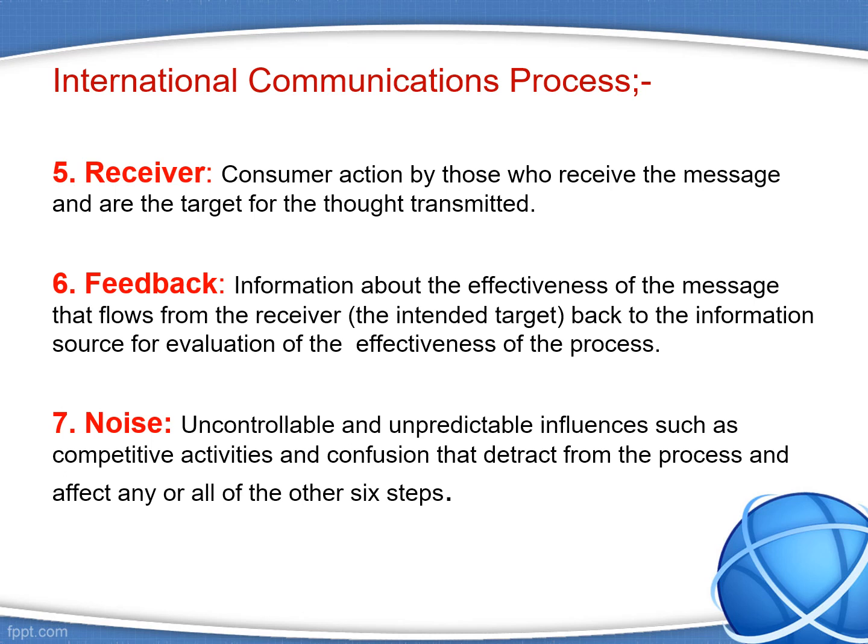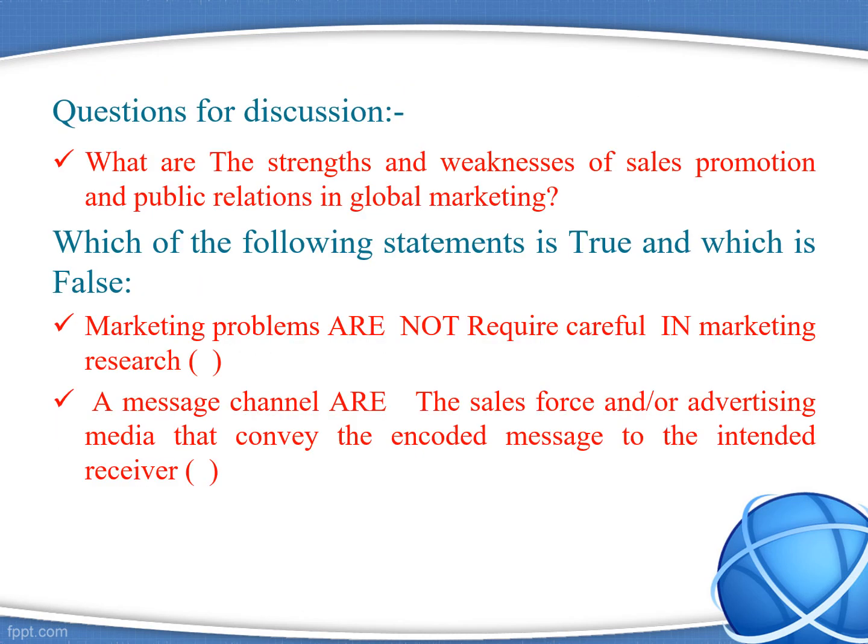Noise: uncontrollable and unpredictable influences, such as competitive activities and confusion, that detract from the process and affect any or all of the other 6 steps. Okay, these are the main steps in the international communication process.